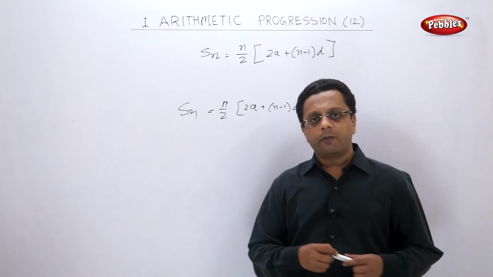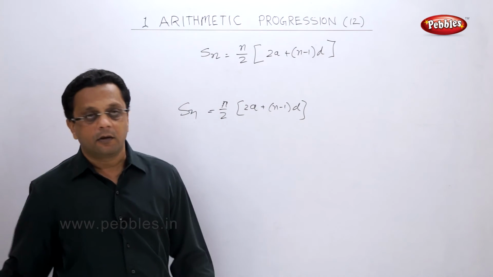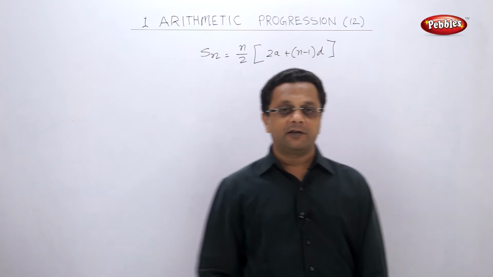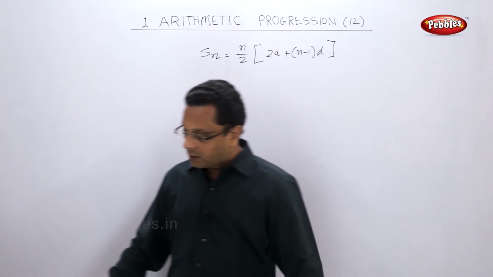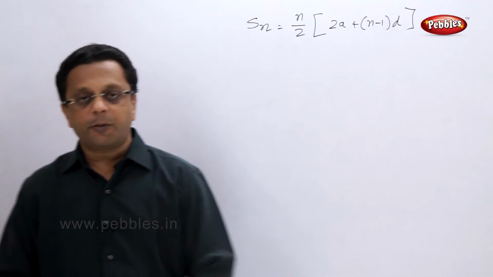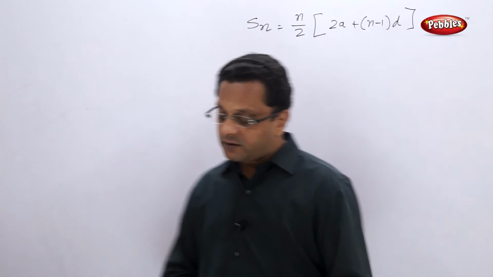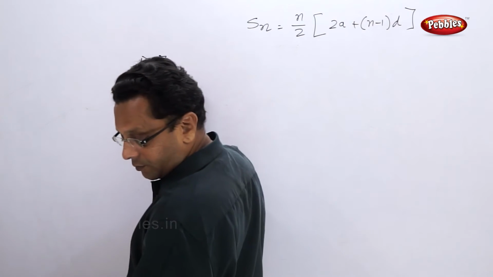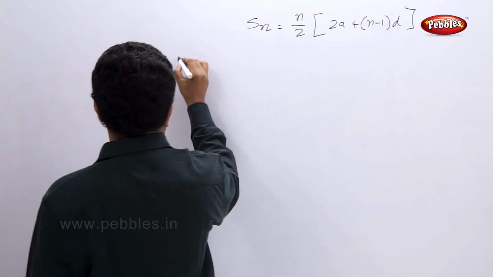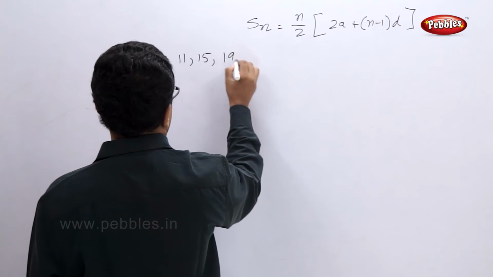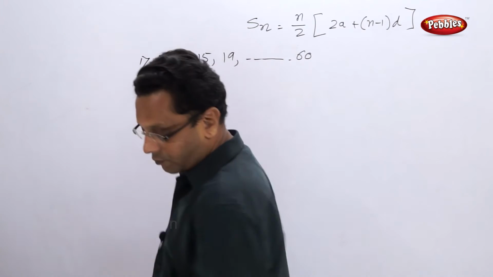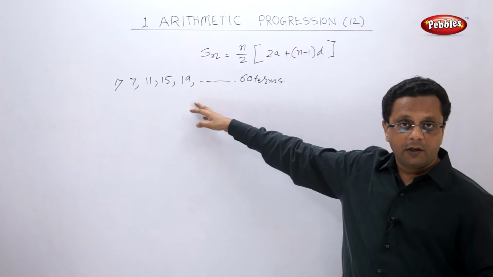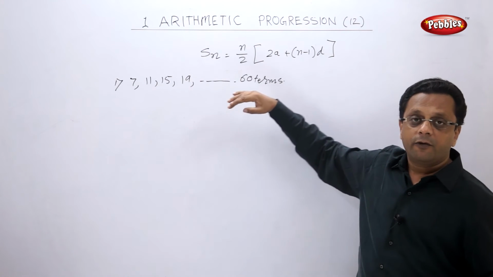See, if you learn formulas by some weird, non-standard method, it will be very easy for you to remember such formulas. Okay? So let us see a few examples on this. Suppose we are given the series 7, 11, 15, and we have to find the sum up to 60 terms. This is in arithmetic progression and we have to find the sum of the first 60 terms.